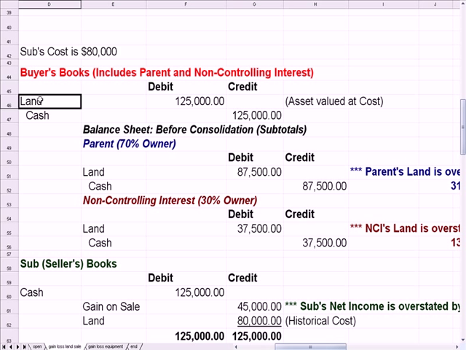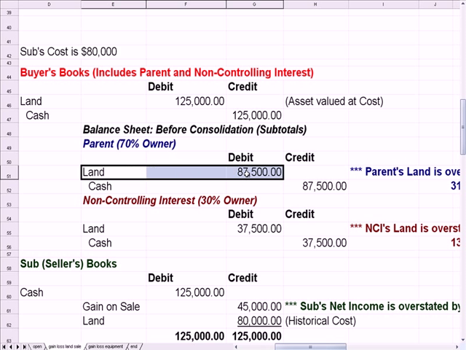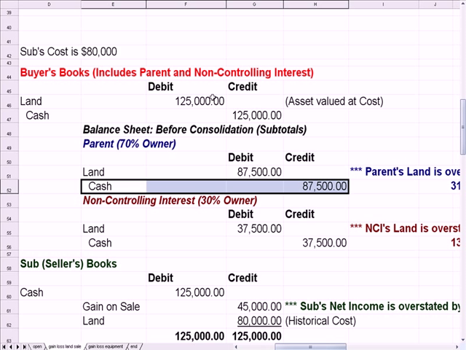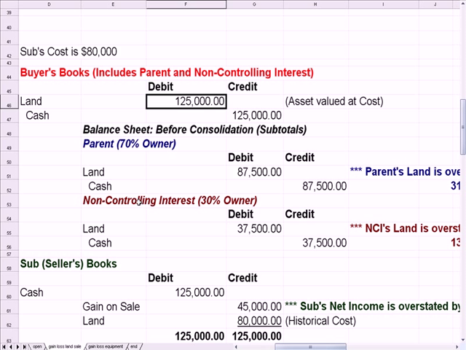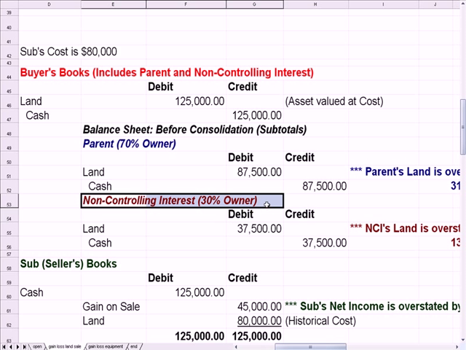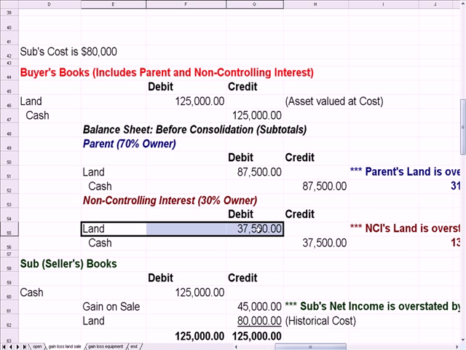In total, we buy the land and put it on our books at our cost of $125,000 debit, and we pay $125,000 cash. We credit to reduce cash. Now, we can take 70% of that $125,000, and that's going to be on the parent's books, debit land, credit cash. 30% of this amount is going to go on the non-controlling interest books. They own the other part of the company, debit land, credit cash.